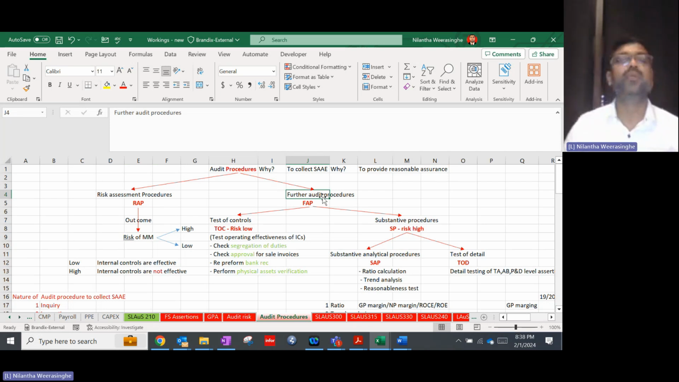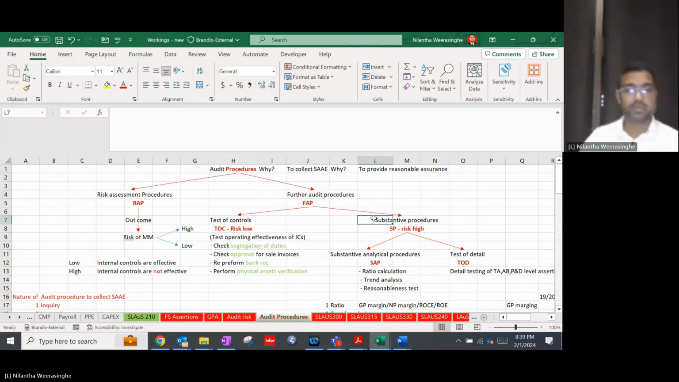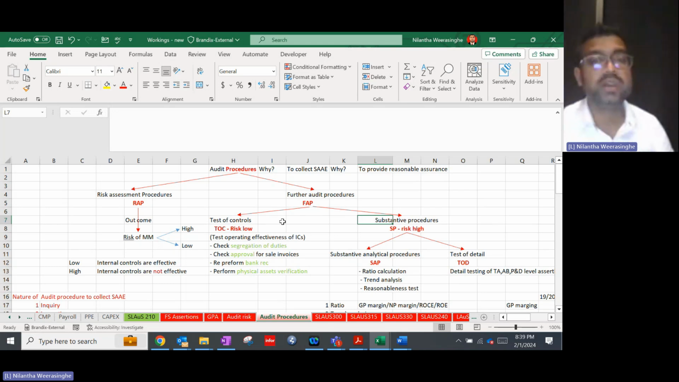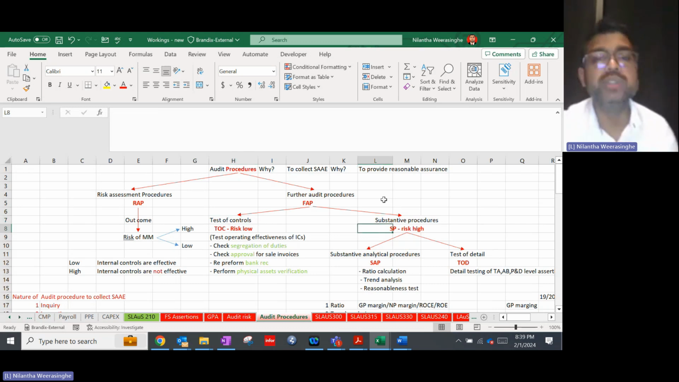That is the second part of the audit procedure. Always the auditor performs first what? Risk assessment procedure. Once you perform risk assessment procedure, secondly you perform what? Further audit procedures. Clear? You perform further audit procedures. Further audit procedures can be test of control or substantive procedures. The further audit procedures we perform can be test of control or substantive procedure.